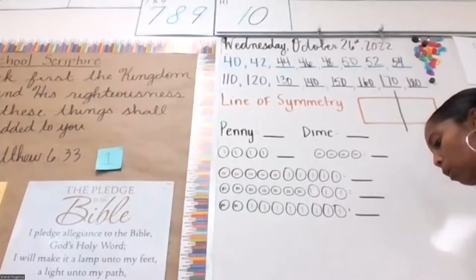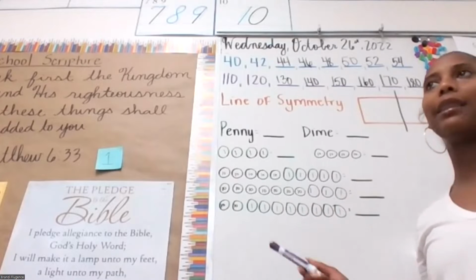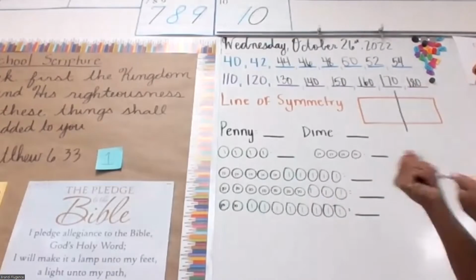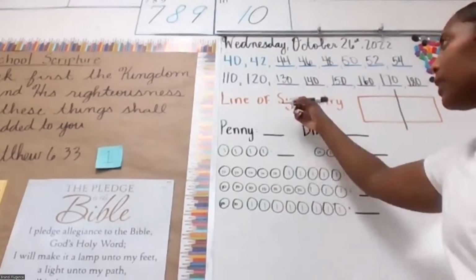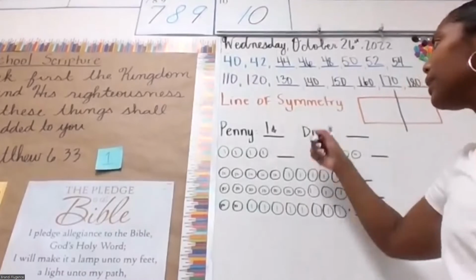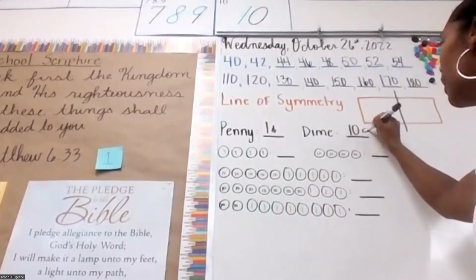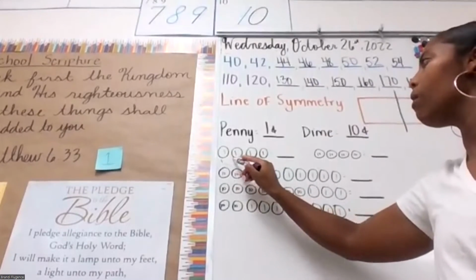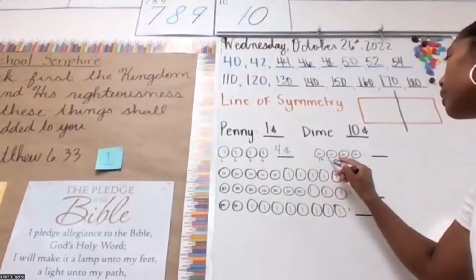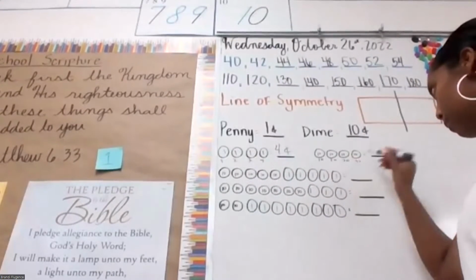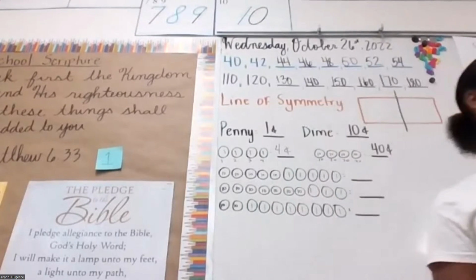All right, so today we're going to focus on coins for the rest of our lesson. So we've learned the penny and the dime. Today what we're going to do is combine pennies and dimes together. So let's just review. A penny is worth how much money? 1 cent. So I count by ones. A dime is worth 10 cents, so I count by tens. So let's count this. 1, 2, 3, 4. 4 cents, and then 10, 20, 30, 40. 40 cents.